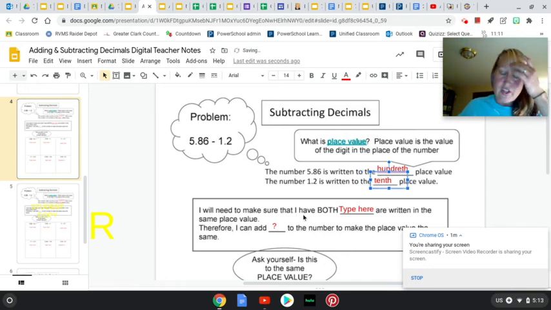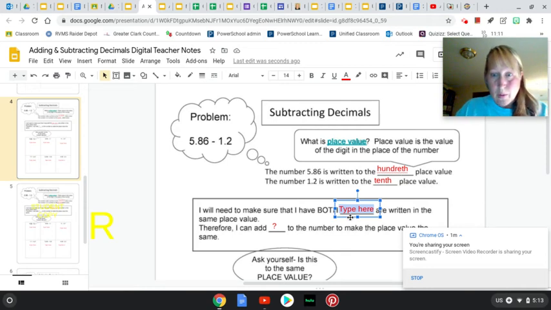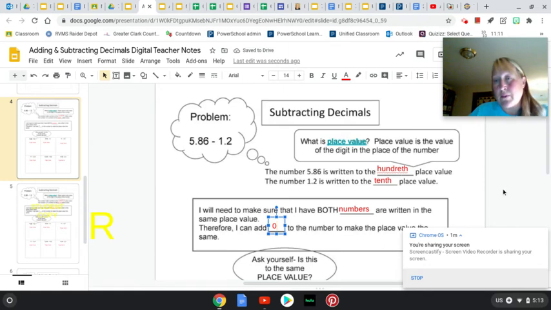I will need to make sure that I have both numbers written in the same place value. So in other words, 5 and 8/100ths needs to be written with 1, and this should be 20/100ths. So both numbers are written in the same place value. Therefore, I can add zeros to the number to make the place value the same.